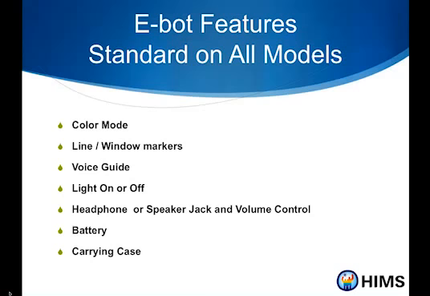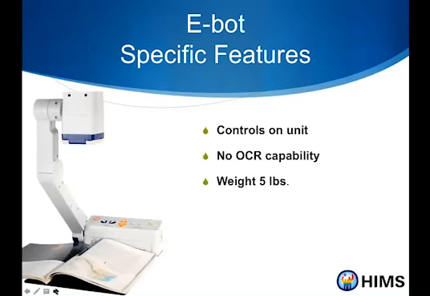Now we'll go over the features of the E-bot Standard, or just the basic model. The controls are on the unit, so the student really needs to be sitting close to that unless they're using a tablet or an iPad. This unit has no OCR capability, which some people prefer because they want them to read and not use the voice. And it weighs about 5 pounds.